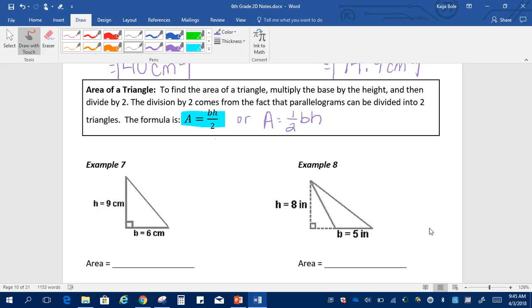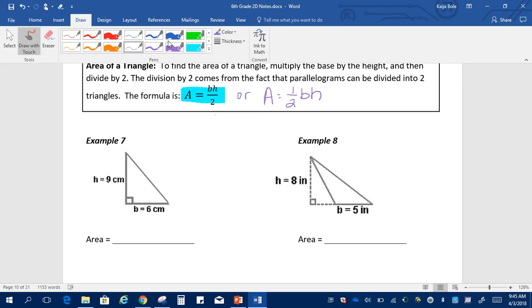So when we look at our example here, I'll do it both ways. So we have base times height over 2. So our base is 6 times our height is 9, and then we're dividing it by 2. So 6 times 9 is 54, and we're going to divide that by 2. And when we do that, you get 27 centimeters squared.